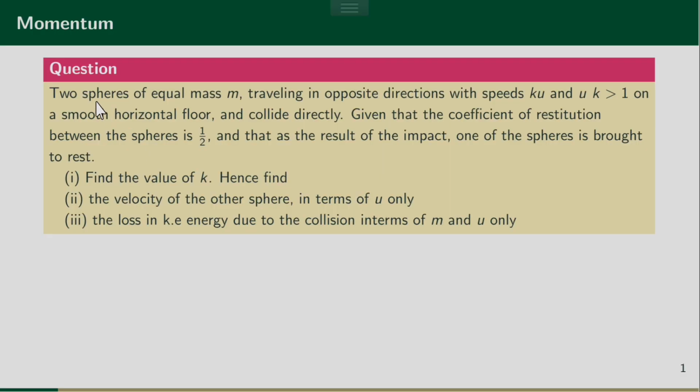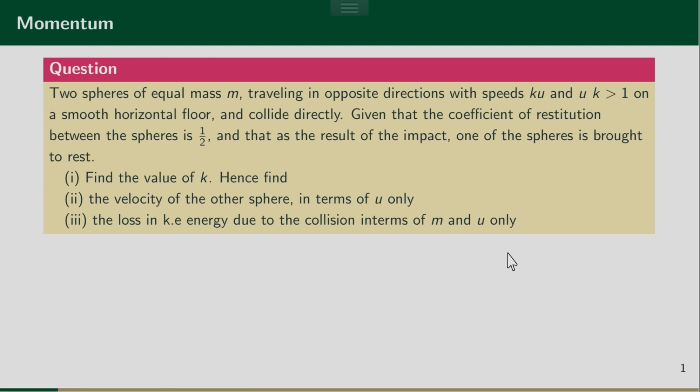Now the question reads: two spheres of equal mass traveling in opposite directions with speeds ku and u, k strictly greater than 1, on a smooth horizontal floor, collide directly. Given that the coefficient of restitution between the spheres is half, and that as a result of the impact one of the spheres is brought to rest, find the value of k. Hence, find the velocity of the other sphere in terms of u only. Find the loss in kinetic energy due to the collision in terms of m and u only.